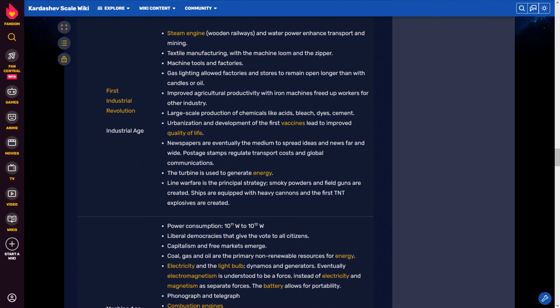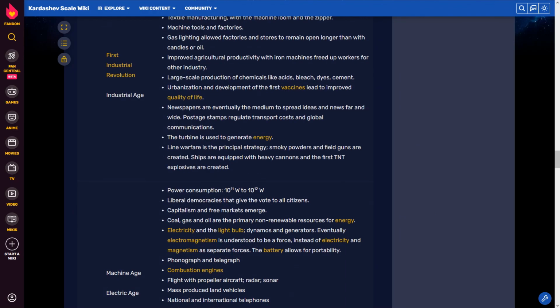Improved agricultural productivity with iron machines freed up workers for other industry. Large-scale production of chemicals like acids, bleach, dyes, cement. Urbanization and development of the first vaccines lead to improved quality of life.